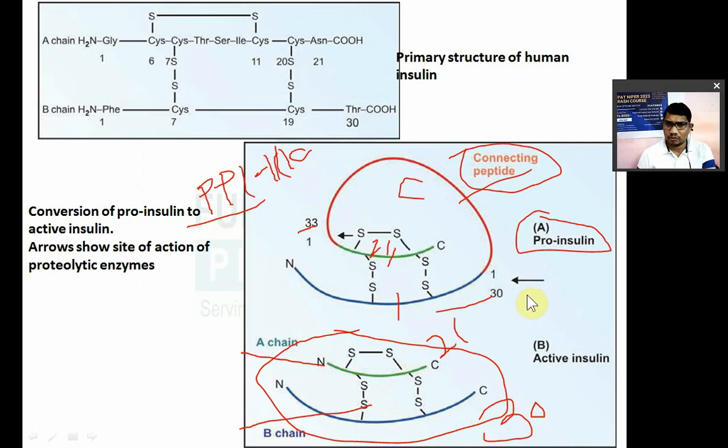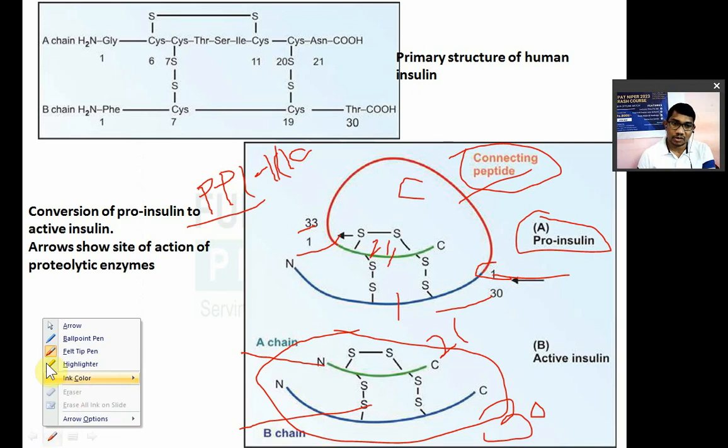Now what does this indicate? This is nothing but a site for proteolytic enzyme. जो proteolytic enzyme होता है यहाँ से break करेगा, ठीक है? और ये यहाँ से भी break करेगा. That's why this connector chain, which has a shape a little bit like a C, is known as a connecting peptide or connecting chain.